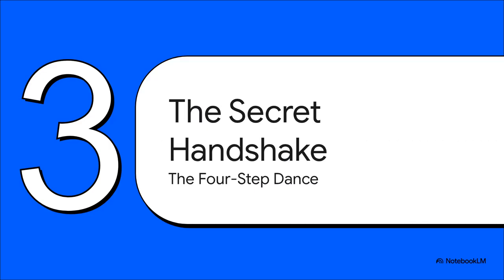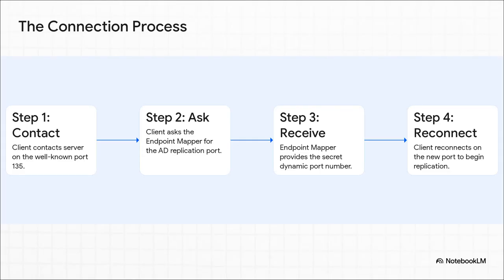Okay, so now that we know where the whole conversation starts, let's take a look at the secret handshake itself. It's this really elegant four-step dance that lets a client connect to the right replication port without ever having to know it in advance. It's actually a beautifully simple process when you break it down. Step 1. The client knocks on that universal front door, port 135. Step 2. It asks the endpoint mapper, hey, can I get the directions to the AD replication service? Step 3. The mapper says, sure, here's the secret temporary port number. And finally, step 4, the client says thanks, hangs up, and immediately calls back on that new port to start doing the real work. The client never had to guess.